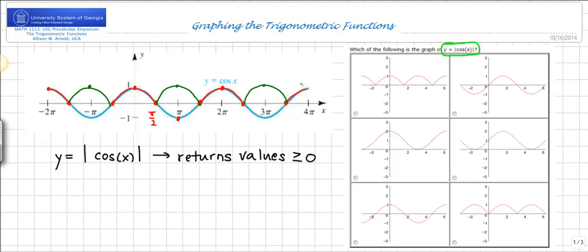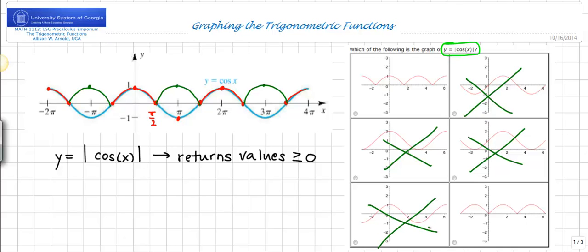Okay, now looking at the choices that you have, there's actually four that are immediately out that do not have the pattern of the absolute value of cosine at all when we're looking at a pattern that is like this. Of the two that are left, we need to pick the one that matches the correct intercepts.